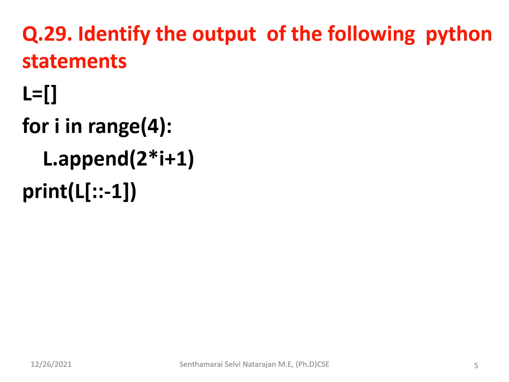Next is 29. Identify the output of the following Python statements. Here they have given an empty list, and for i in range(4), that is 0, 1, 2 and then 3, it should take L.append(2*i+1) and then print L. So first you get the value of this. Initially the value of i will be 0. So it is 2 into 0 plus 1. So 0 plus 1 is 1. And then it will be printing at the indexing, negative indexing. Next the value of i is incremented to 1. So 2 into 1 is 2. 2 plus 1 it is 3.